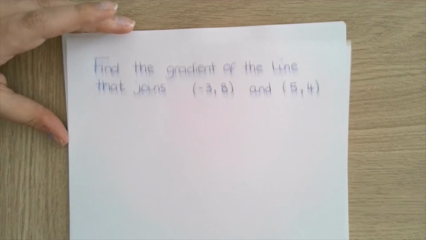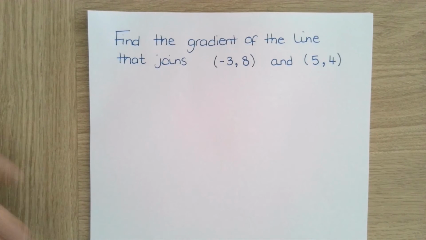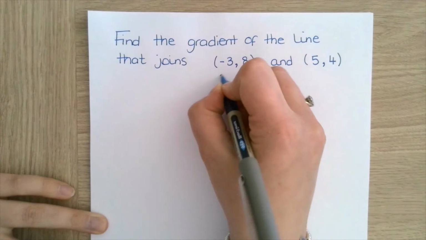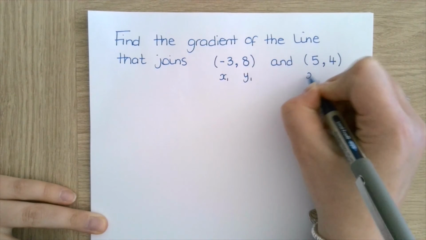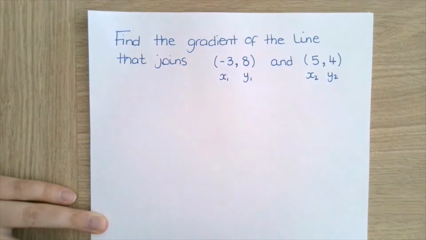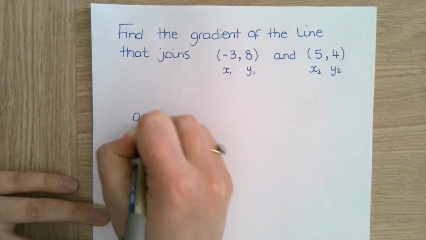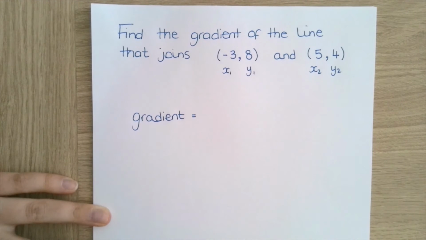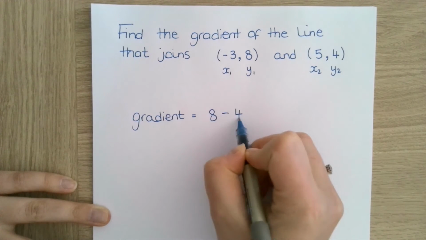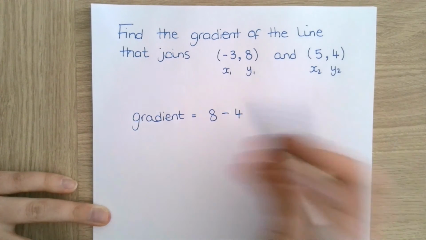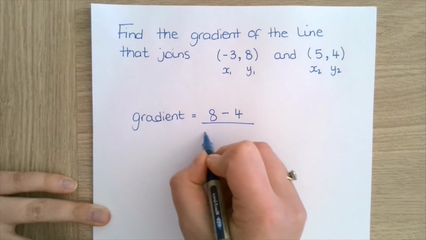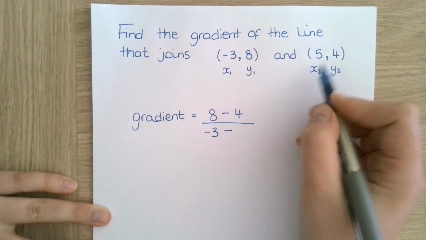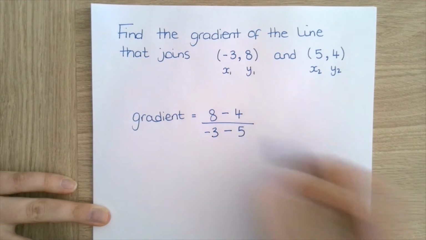Find the gradient of the line that joins minus 3, 8 and 5, 4. So, x1, y1, x2, y2. Gradient. Remember the formula that we've just used. y1, which is 8, minus y2, which is 4. So y1 minus y2 over x1, which is minus 3, minus x2, which is 5.